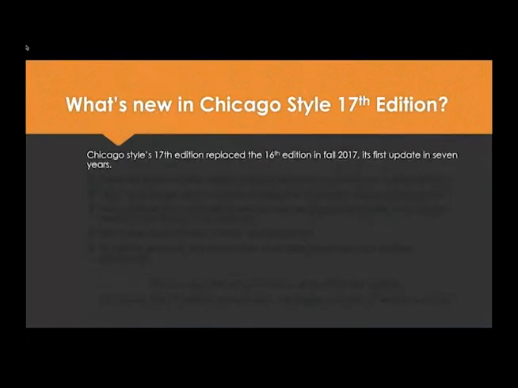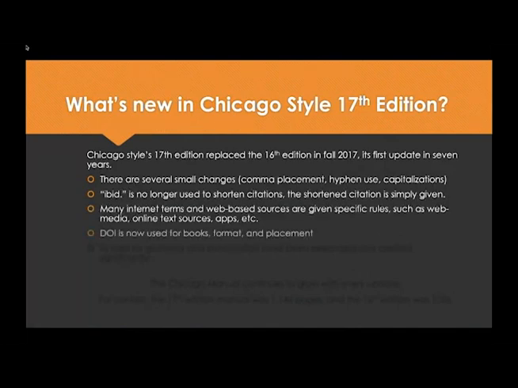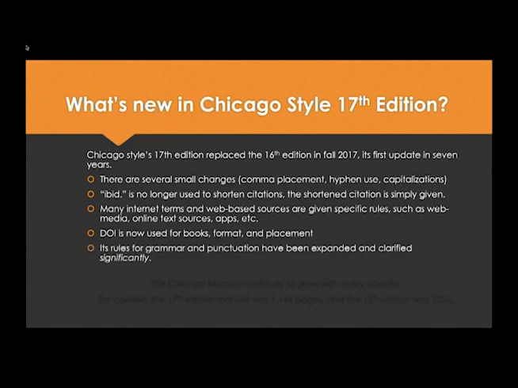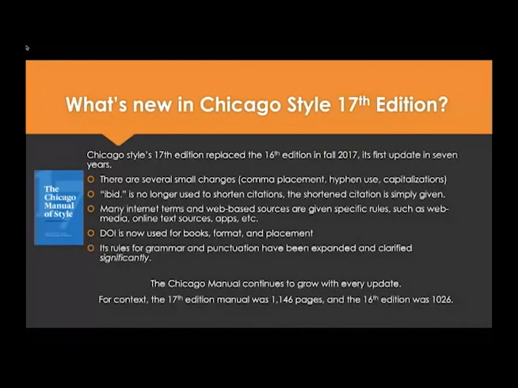So now that we have a little overview of what Chicago and Turabian are, what's new in the Chicago 17th edition? In fall 2017, Chicago Style's 17th edition replaced the 16th edition. This was Chicago's first update in 7 years. In this newest edition, we see a few changes and revamping throughout the manual. For instance, you'll see several small changes surrounding comma placement, hyphen use, and capitalizations. One important change is that ibid. will no longer be used to shorten citations. Instead of using ibid., you would simply cite using the shortened citation.